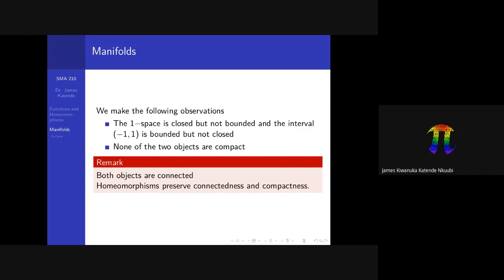But it's not bounded because there's no upper bound for the distances between pairs of points on the real number line. Right? There's no upper bound. So the real number line is not bounded. On the other hand, the open interval from -1 to 1 is bounded because there's an upper bound for the distance between pairs of points in that interval. What is the largest distance between any pair of points in this open interval from -1 to 1?